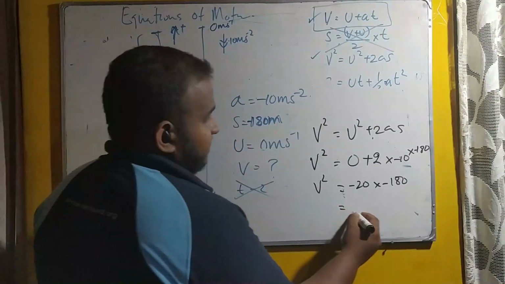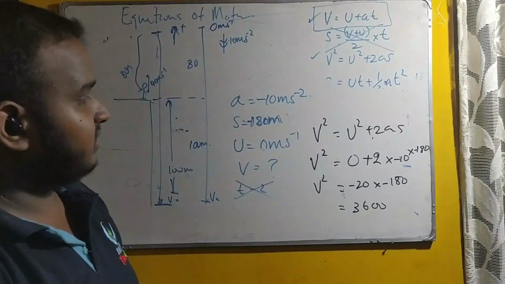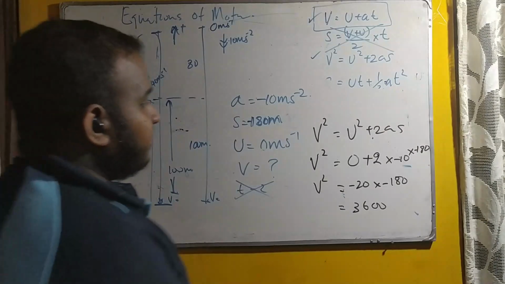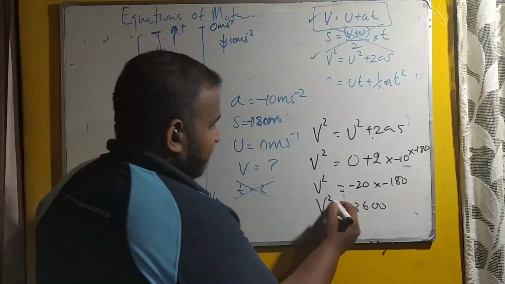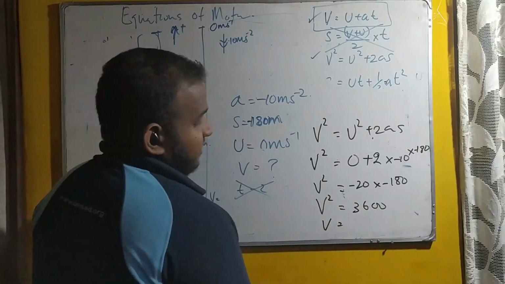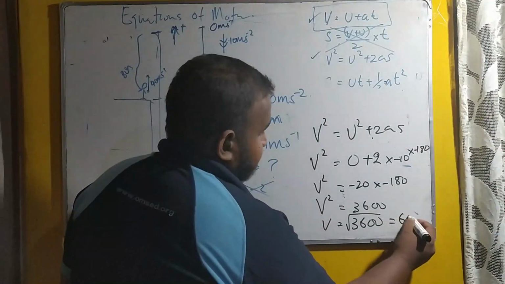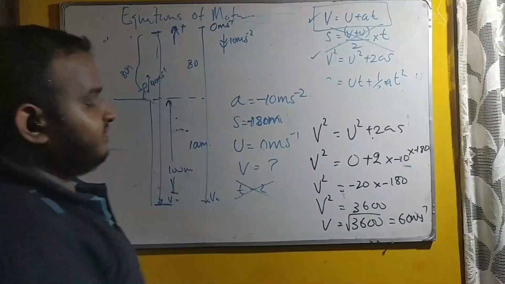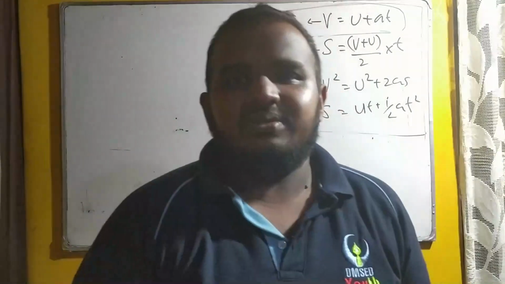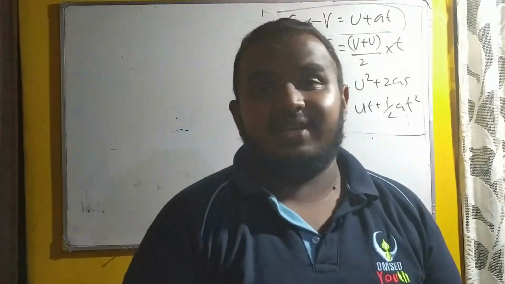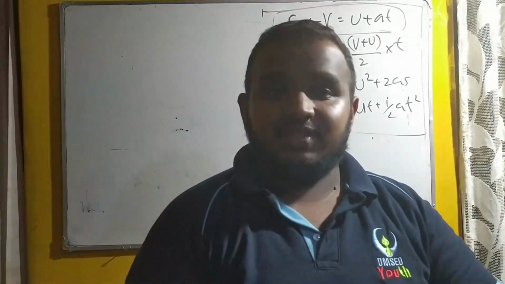So that answer will be 3600. Right? Minus and minus will become plus. So v squared is 3600. v will be root 3600, that is 60 meters second minus 1. So these are the questions that come under this unit without using the VT and ST graph. In the upcoming lecture we will be studying ST and VT graphs, which is another method to do this question.